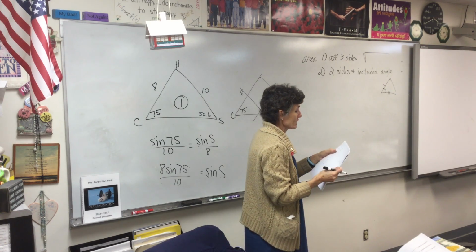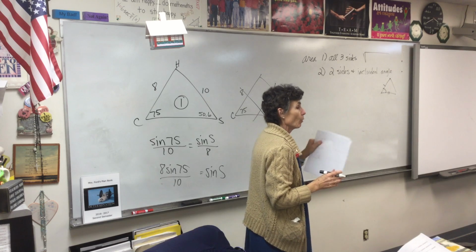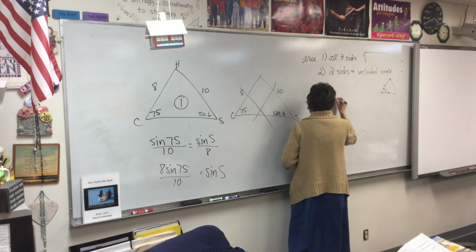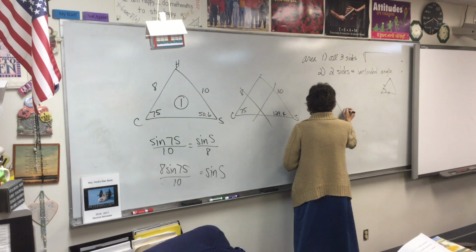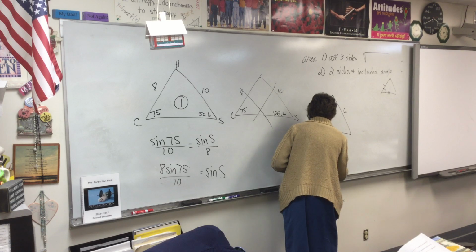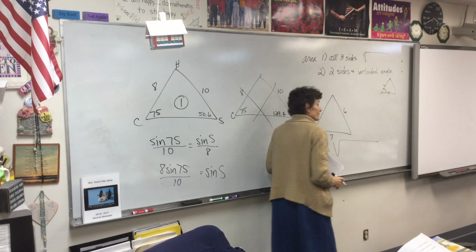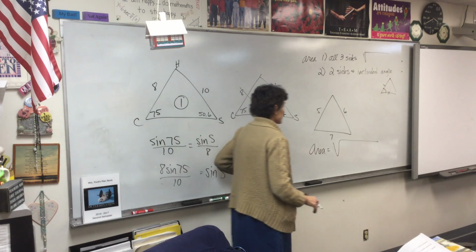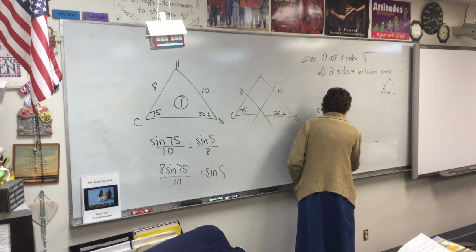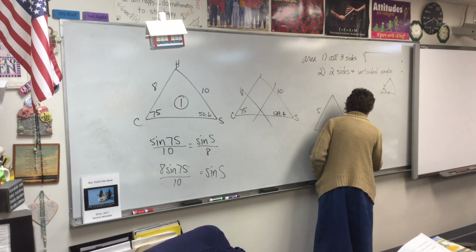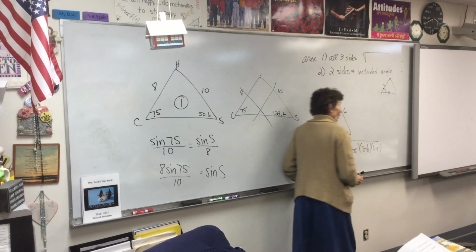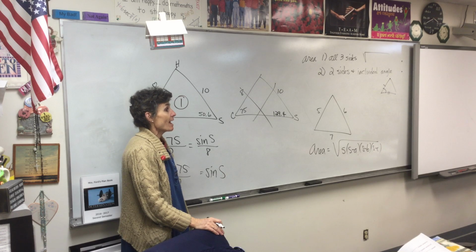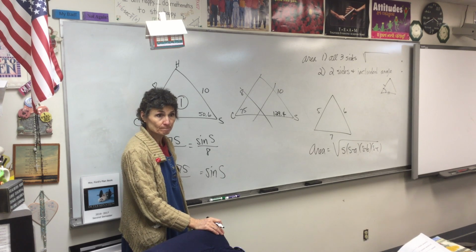All right, so let's look at the first area problem, 4A. What do I have? All three sides. So if I have all three sides, then my area is going to be this big square root. And it's going to be the square root of what? It's going to be the square root of S, S minus A, S minus B, S minus C. What does S stand for? Semi-perimeter, which is half the perimeter.